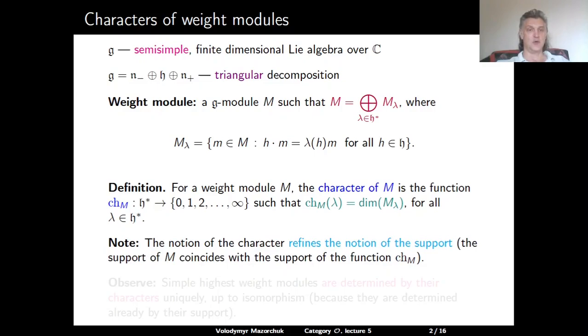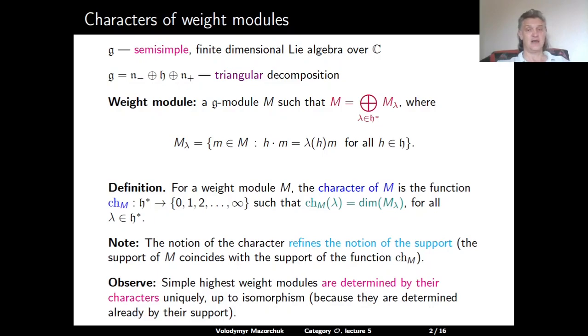And let us note that the notion of character refines the notion of the support, and the support coincides with the support of the character function. This is the set of all lambdas for which the character of M at lambda is non-zero. Let's observe that simple highest weight modules are uniquely determined by their characters. In fact, they are already uniquely determined by their support, of course up to isomorphism.